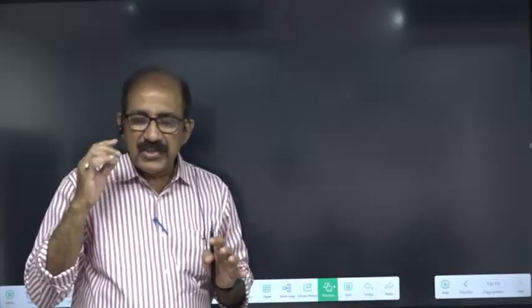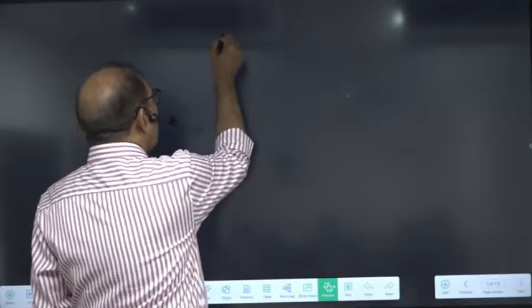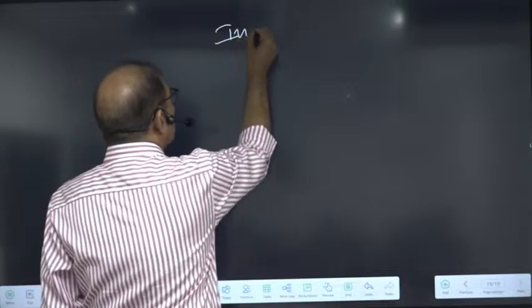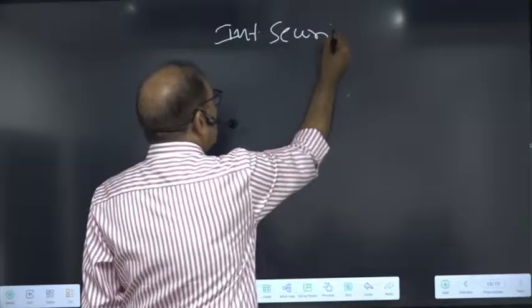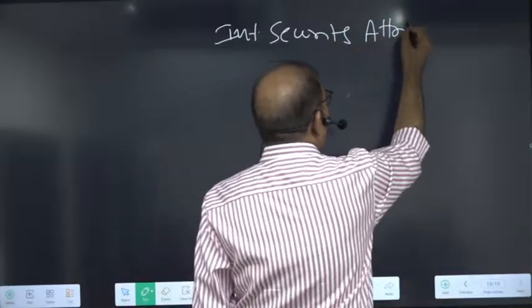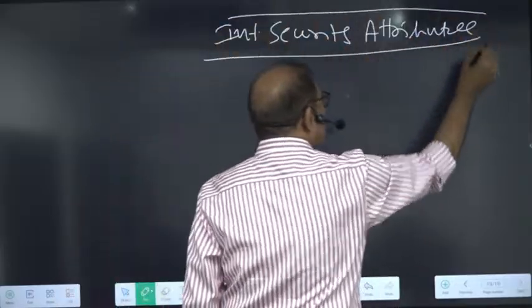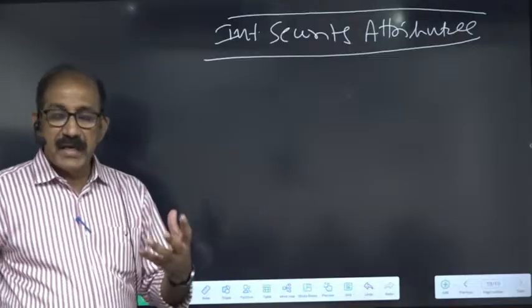If you talk about internal security, what are the things that should come to our mind? What are the things that should be there to ensure that internal security is there in the country? So we'll talk about what we call internal security attributes, or features of internal security, or characteristics of internal security.